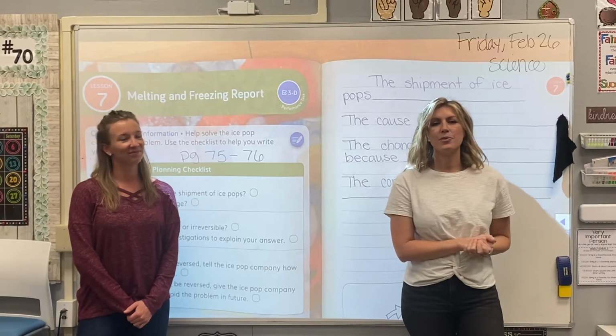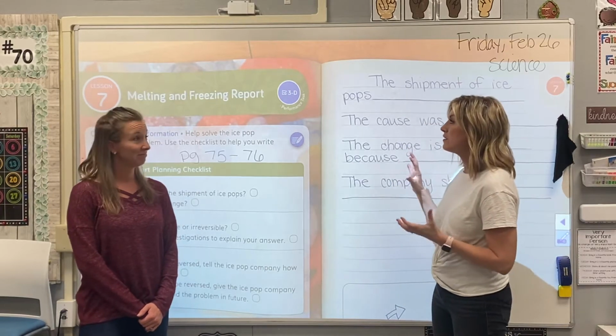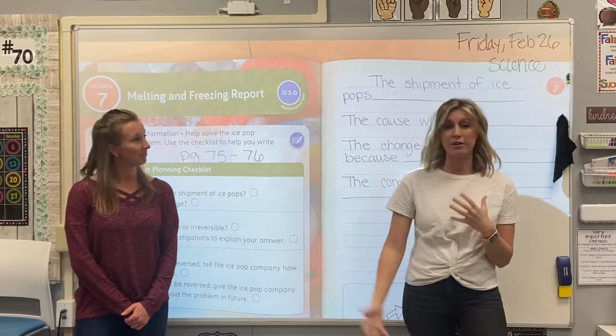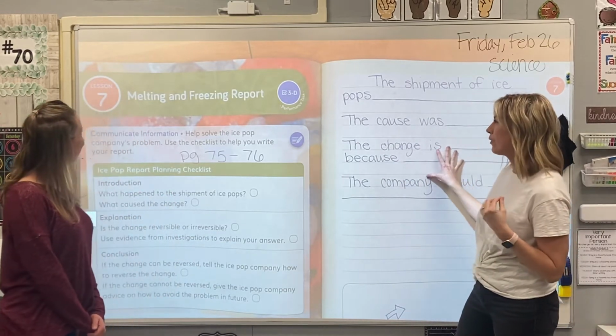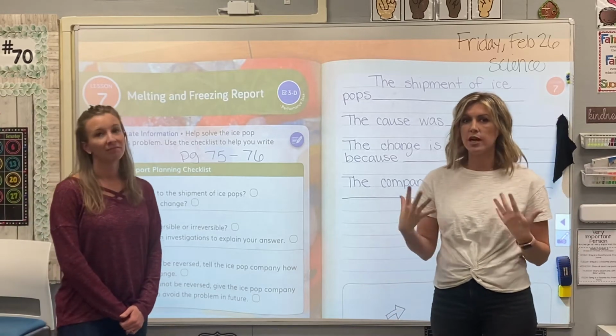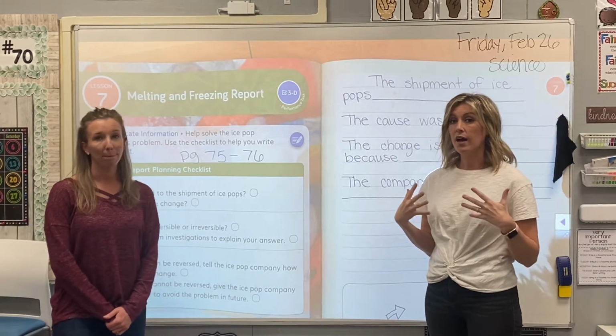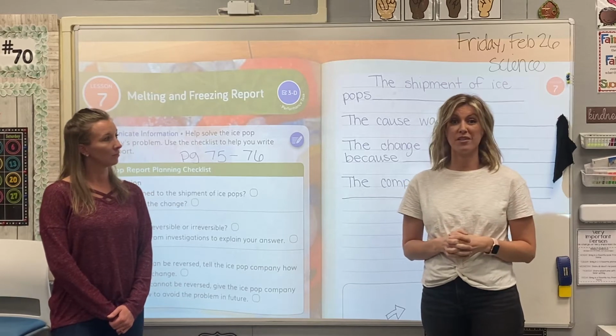Right, second graders, we have our last section of this part of our unit, melting and freezing. And we're gonna write a little report. Don't get overwhelmed with the word report. It's just a couple of sentences. We're gonna help a company solve a problem based on everything you guys have learned.